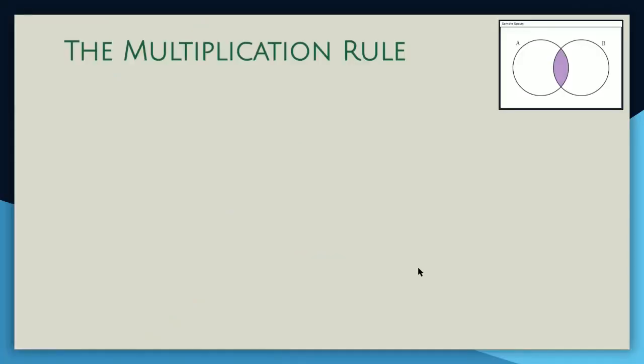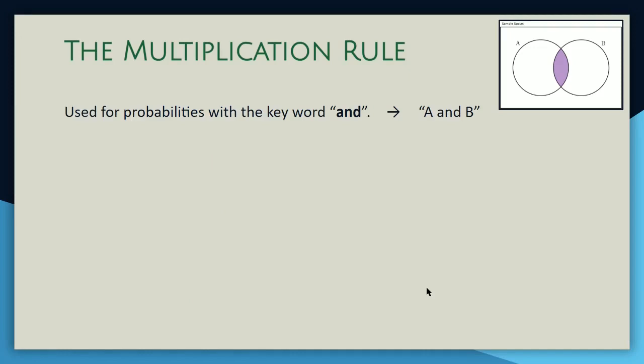Let's start with the multiplication rule. The multiplication rule is used for probabilities with the keyword AND, A and B. And we can see that region in purple here in this picture. A and B is the overlap, the part of the graph that A and B have in common. It is important that A and B are part of the same sample space, meaning we're drawing from the same population, same deck of cards, same pair of dice.